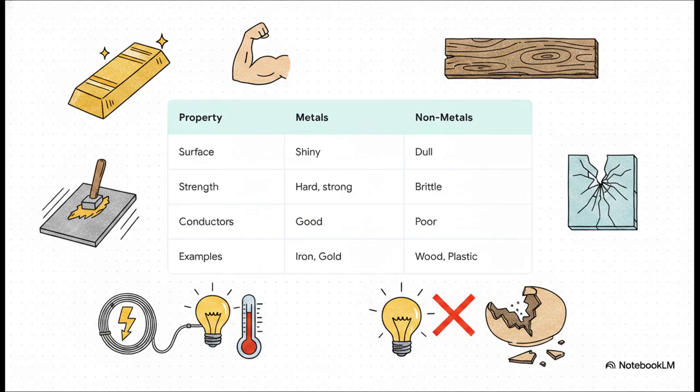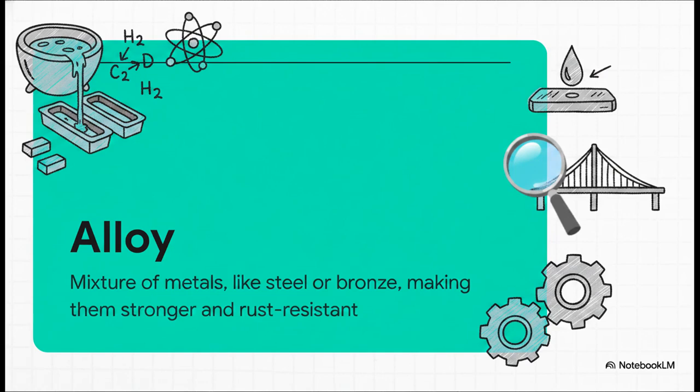On the flip side, we have nonmetals, like wood, plastic, glass, or rubber. These tend to be pretty dull on the surface, they're poor conductors, and a lot of them are brittle, meaning they'll just shatter or break if you hit them hard enough. So the crucial point here is that we humans didn't just settle for these raw elements as they were. No, we learned how to mix them.